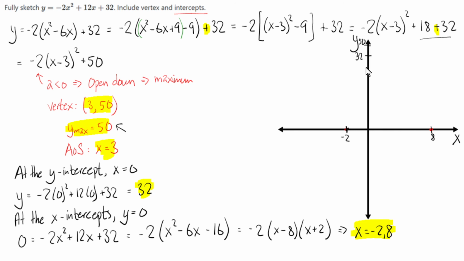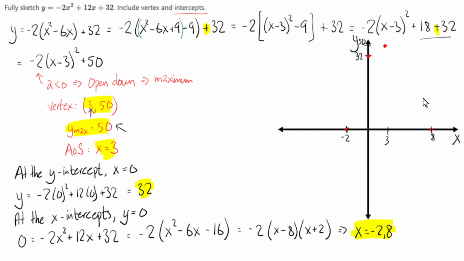But what we need to be aware of is that the x-coordinate of the vertex will be right in the middle between the two x-intercepts. We have our x-intercepts there, negative 2 and 8. So 3 should be there. And we can now place the vertex. Should be about there. That's going to be our y-intercept.